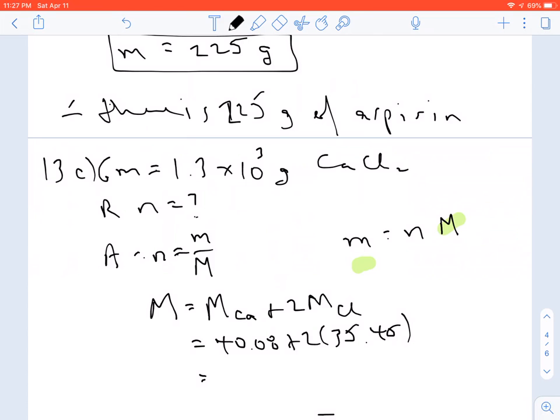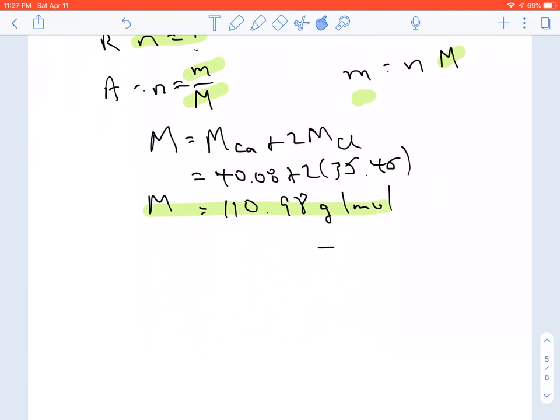Getting 110.98 grams per mole. Okay, so there's my big M. So now I know I can calculate my unknown n, because I know little m from the question, and I know big M that I just calculated here. So I can go ahead and do my calculation.